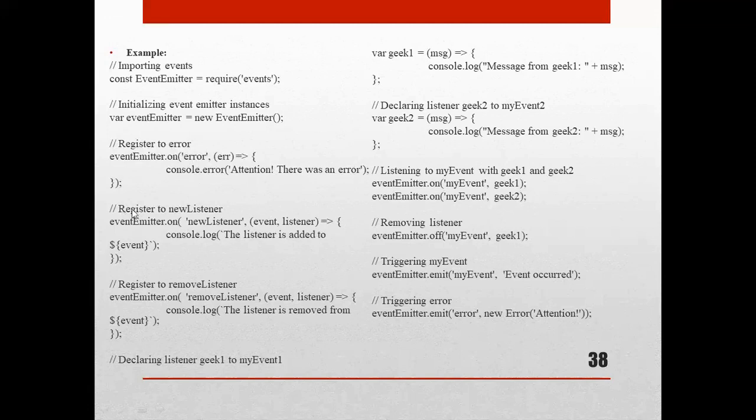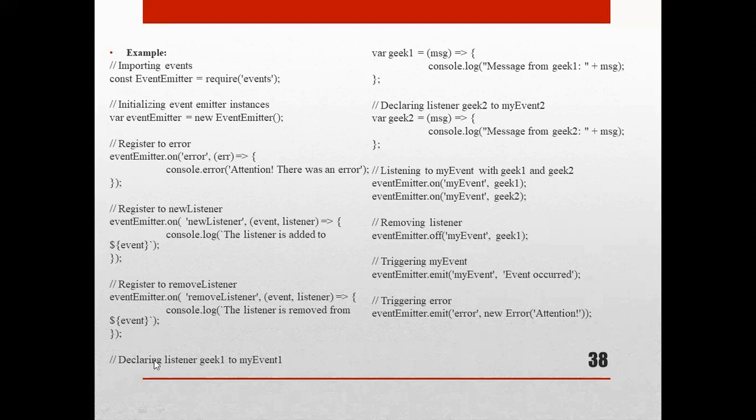Then we are going to register to newListener, that is eventEmitter.on newListener, and this is another listener, event, listener. We are going to print the message with console.log the listener is added to that particular event, where inside the curly brackets is the event name, like my event. Then we have to register to removeListener: eventEmitter.on removeListener, event, listener, which contains console.log the listener is removed from that particular event.